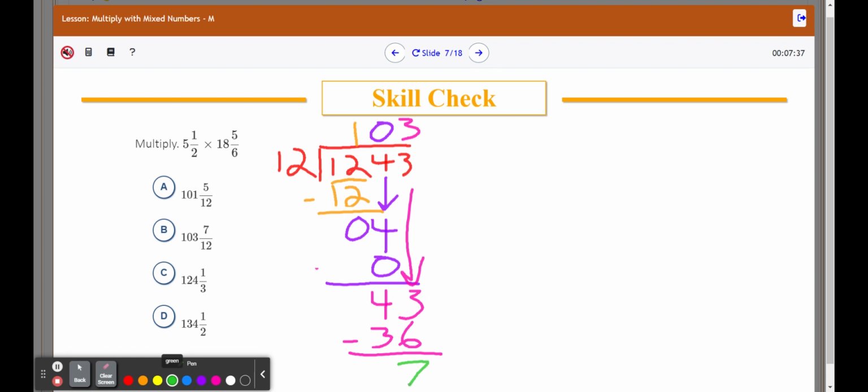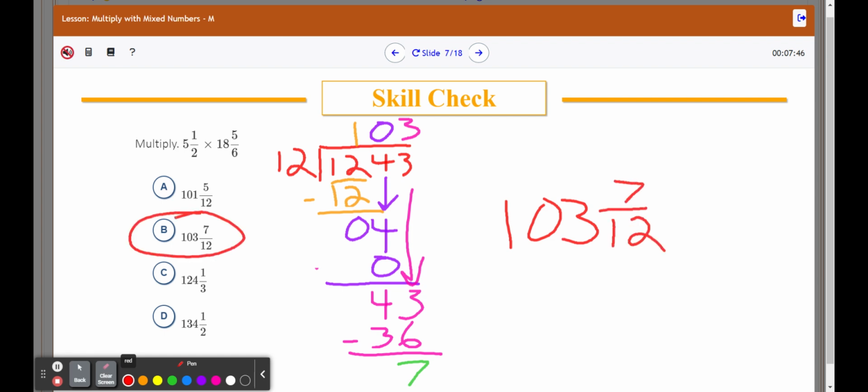We've got the 3 numbers we need. We got our whole number, 103. We've got our numerator, 7. And we got our denominator, 12. And what do you know? The answer is 103 7/12. So again, these numbers get very long, very difficult, but keep it simple: convert your numbers and convert them back again.